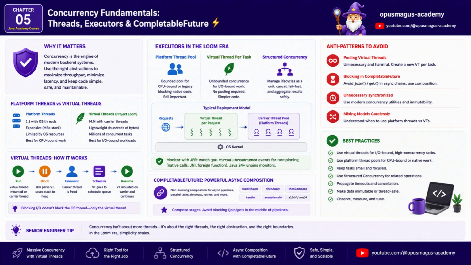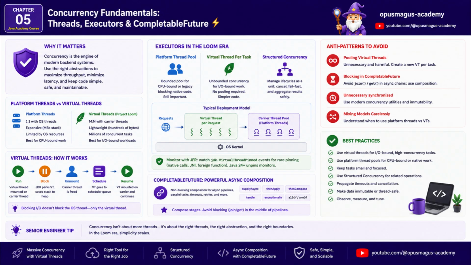The important shift is that Java concurrency is no longer only about creating threads or choosing a thread pool size. Modern Java asks a more architectural question: what kind of work are we coordinating, and which concurrency model fits that work best?